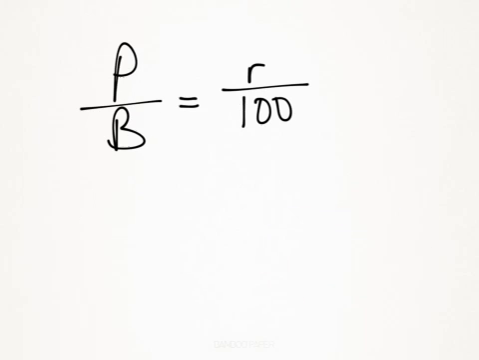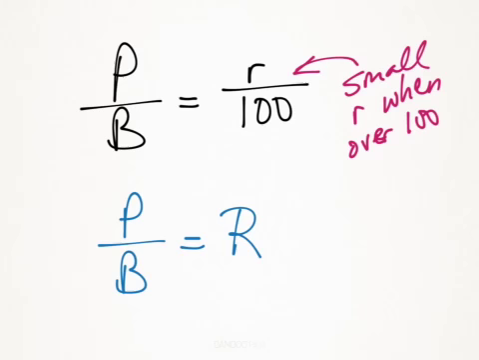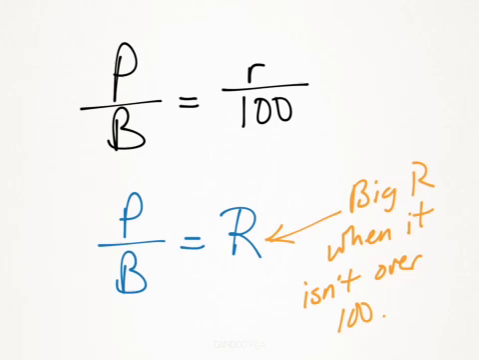So here's our percent proportion. It's percentage, big P, over big B, equals little r over 100. Little r, because this is how I would set up a number to become a percent. So let's say it's 25%, this would be 25 over 100, so per 100. Little r is used when it's over 100, big R when you're not going to use it over 100. So up here, 25 per 100 for 25%. Down here, you would just write 25%, and that's it.